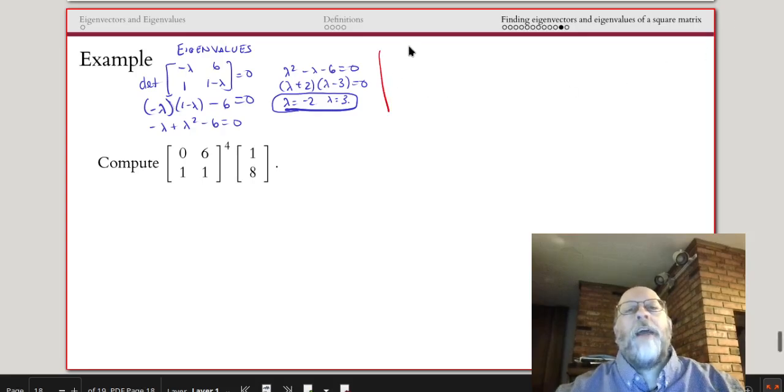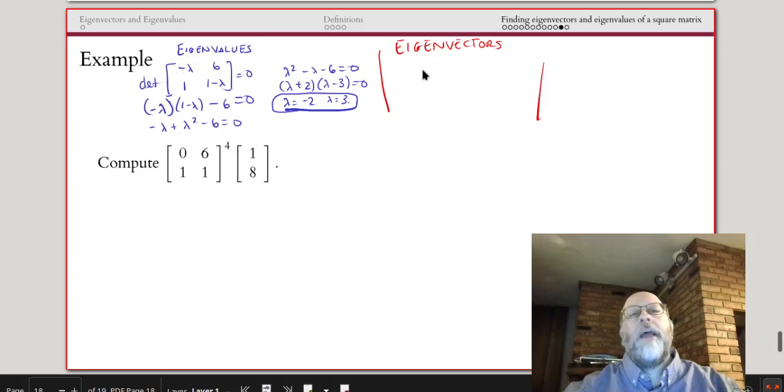So now we're going to find the eigenvectors. And this requires looking at two homogeneous systems. The first one, we're going to plug in negative 2 here. Minus a negative 2 is 2. 1 minus a negative 2 is 3. And the other system, we're plugging in 3 here. Negative 3, 6, 1. 1 minus 3 is negative 2.